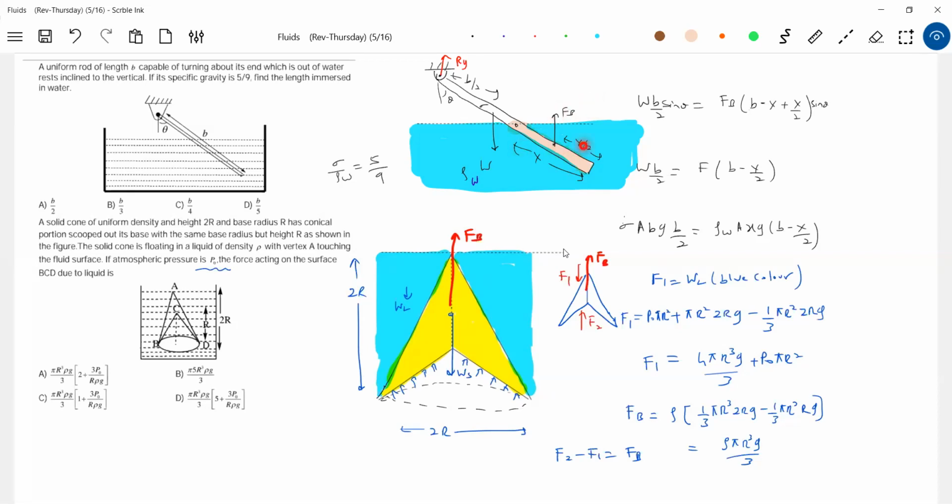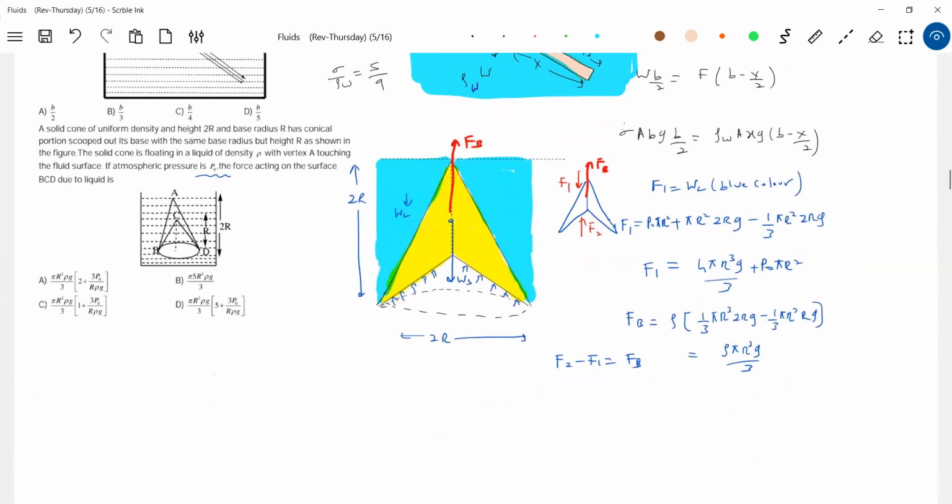Whatever be the position of a body, the buoyant force should be vertically up. If it is accelerating along g effective, that's a different thing. Later on, tomorrow we'll take some problems where it is accelerating, what to do, horizontal acceleration, what to do. Okay, so solve this. Now let's come to one more.